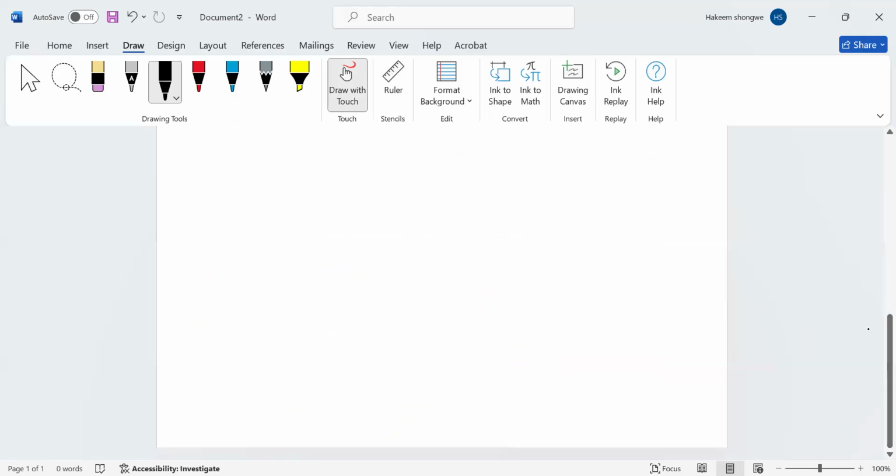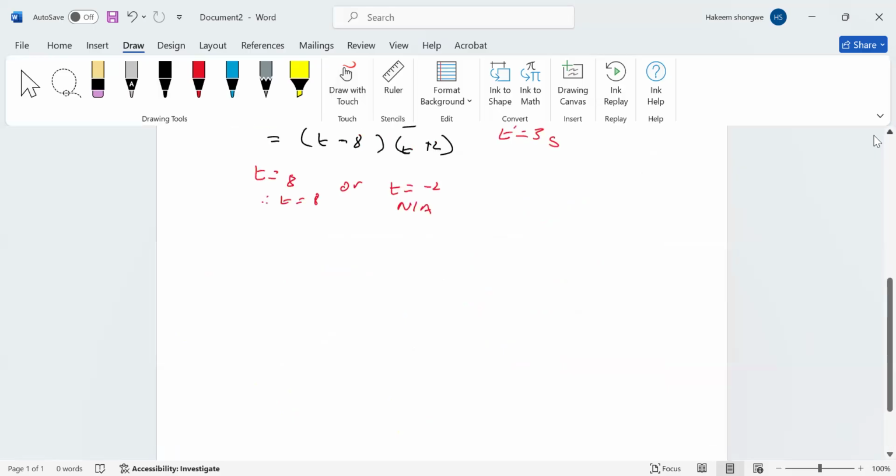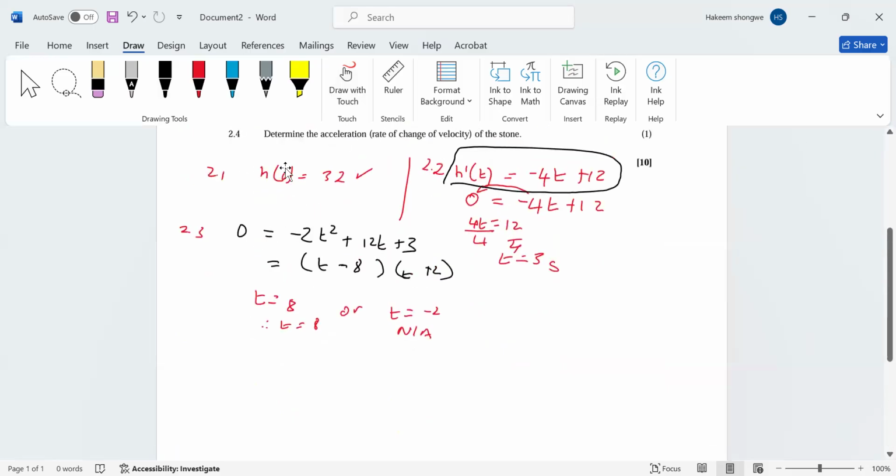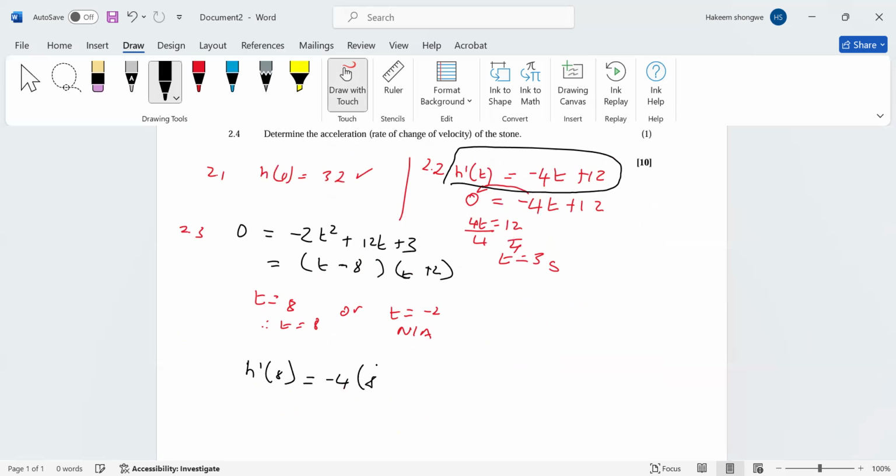Minus 20. You get what? Minus 20. It was decelerating. Because we have h prime of 8, which is minus 4 multiplied by 8 plus 12, which is minus 20 meters per second. Does it make sense?